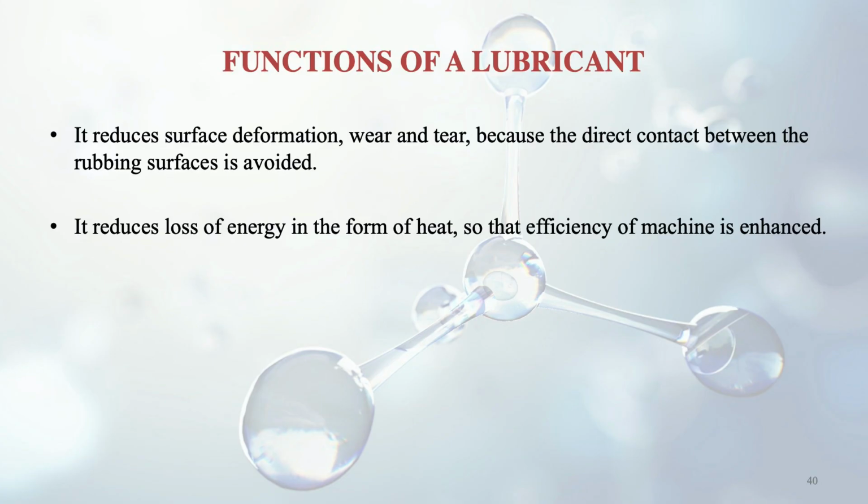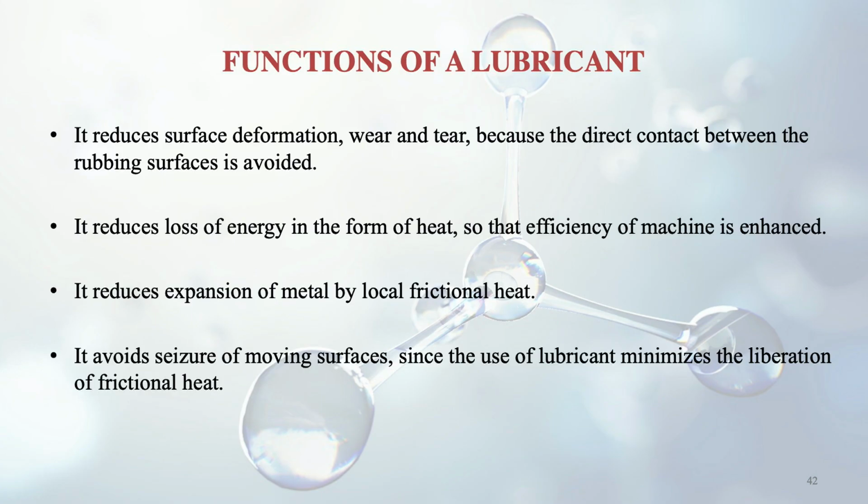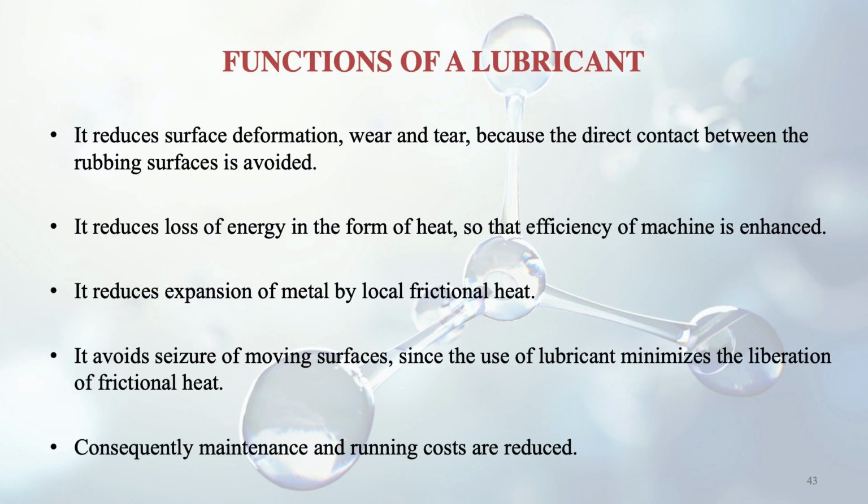And this lubricant then reduces the expansion of metal by local frictional heat. So any kind of deformation that may be happening in the metal because of the heat production due to the rubbing will now be less, because the lubricant will help us to avoid that. And it avoids seizure also. Seizure meaning the two things have got stuck with each other, like seizure happens in the case of IC engines also, internal combustion engines. So this is prevented by the use of a lubricant.